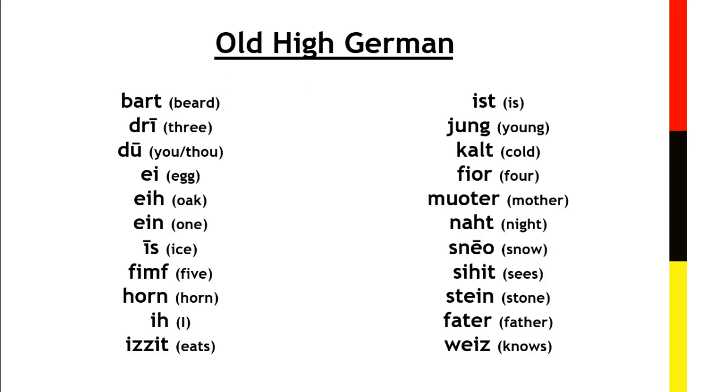Bart, Dri, Du, Ei, Eich, Ein, Is, Fimf, Horn, Ich, Issit, Ist, Jung, Kalt, Fjord, Måter, Nacht, Snö, Sichit, Stein, Vater, Weis.